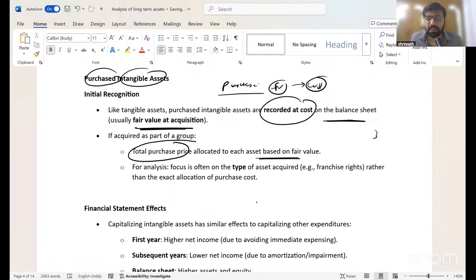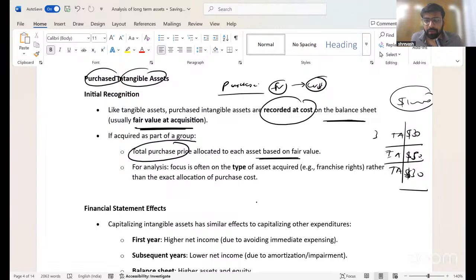So if I bought 3 assets, two of them tangible and one intangible, whatever their fair value is, I have paid in total $1 lakh. The fair values are $30,000, $50,000, and this one is $30,000. So I will allocate this $1 lakh in the proportion of their fair value. Total fair value is 30 plus 50, 80, 80 plus 30, 110. So the amount allocated to a tangible asset is 30 divided by 110 into the total purchase price paid, which is 1 lakh. Whatever amount comes, that becomes the proportionate cost allocated to the tangible asset. Same goes for the intangible asset.